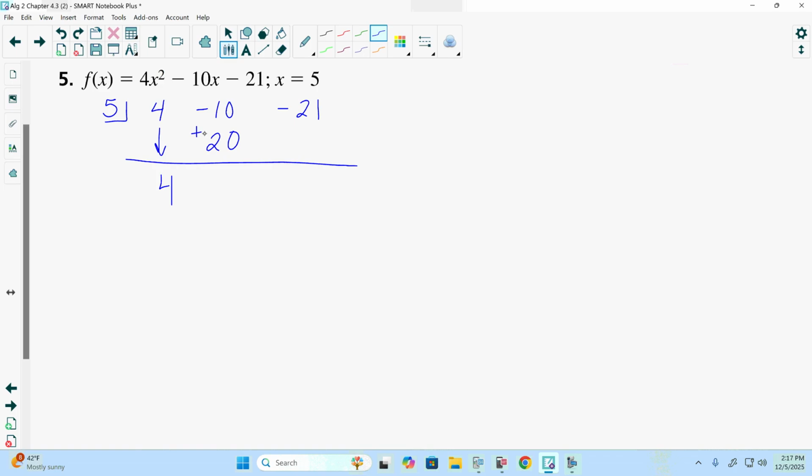Negative 10 plus 20 is 10. 5 times 10 is 50. And lastly, negative 21 plus 50 is 29. So that tells us that f of 5 is 29. When we evaluate this when x is 5, its value is 29.